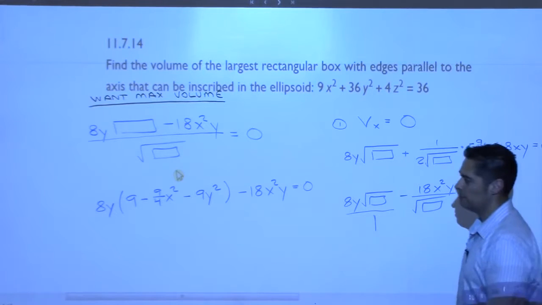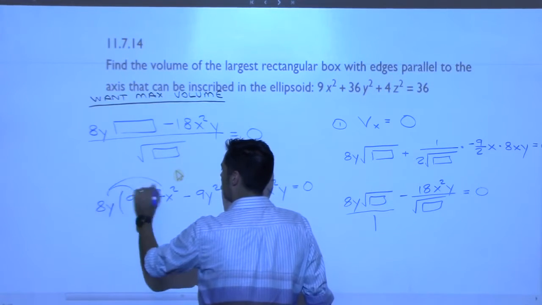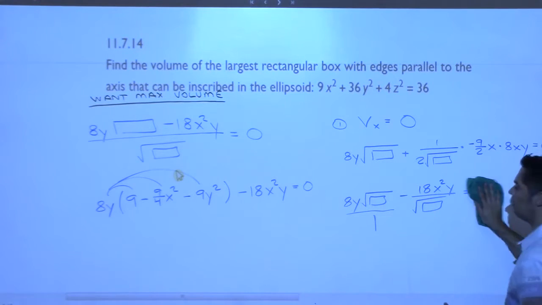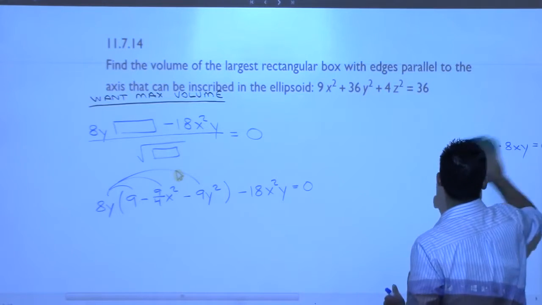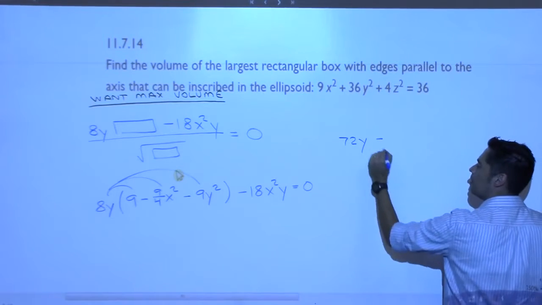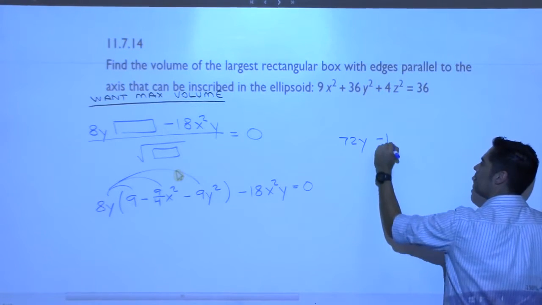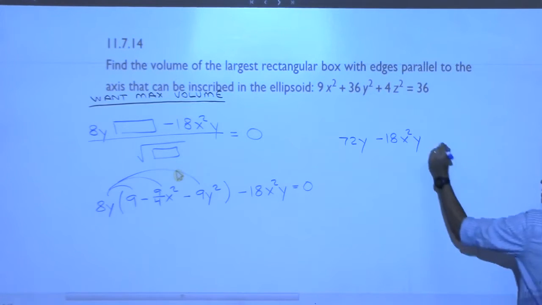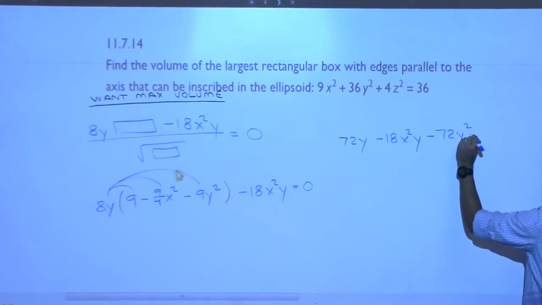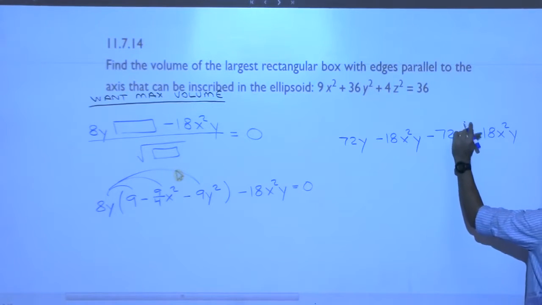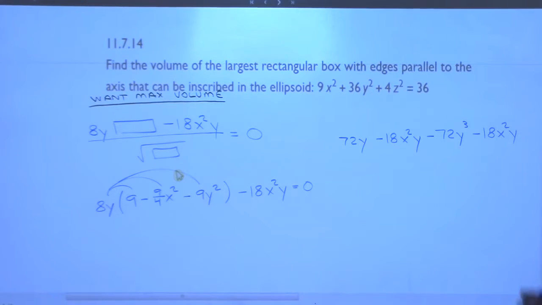Distribute 8y through. And what do we get there? Is everything all right? We good? Okay. What do we get when we distribute that through? 72y minus 18x squared y minus 72y squared minus 18x squared y, where? Y cubed, yes, thank you. Minus 18x squared y equals 0.